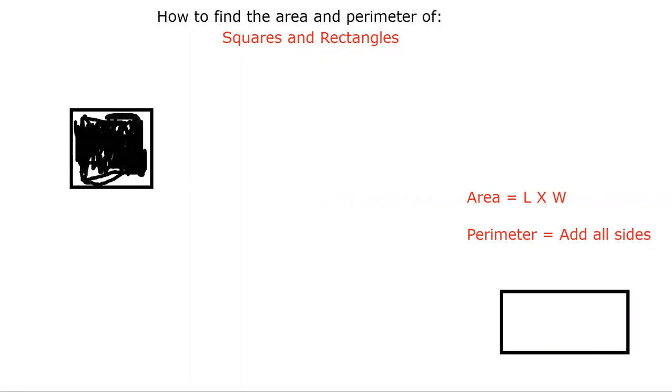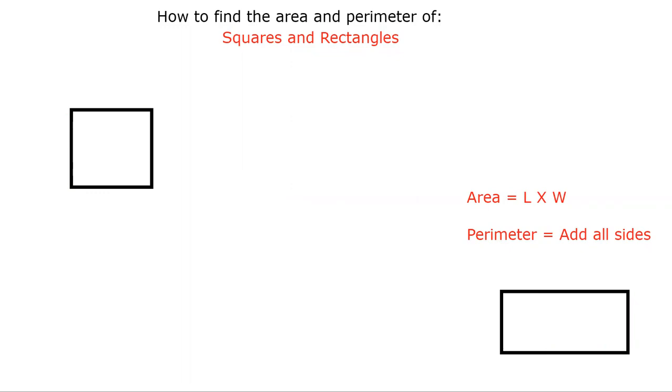shape. The perimeter is the outside of the shape. So if you imagine that this little circle here is a bug, imagine this bug walking all the way around the shape. The perimeter would be, well, how much has this bug walked? Okay. So the perimeter is the outside of the shape and the area is inside of the shape. But how do we find how big the area is and how long the perimeter is?